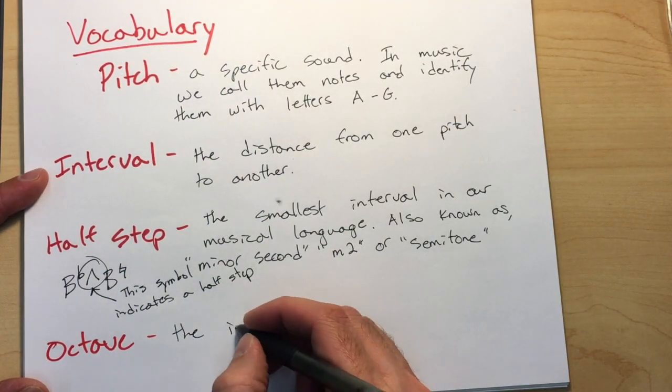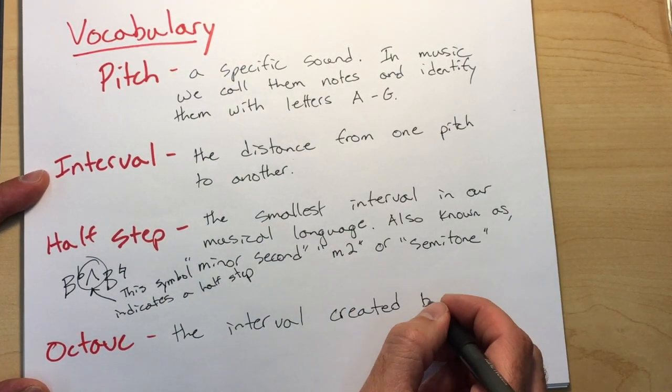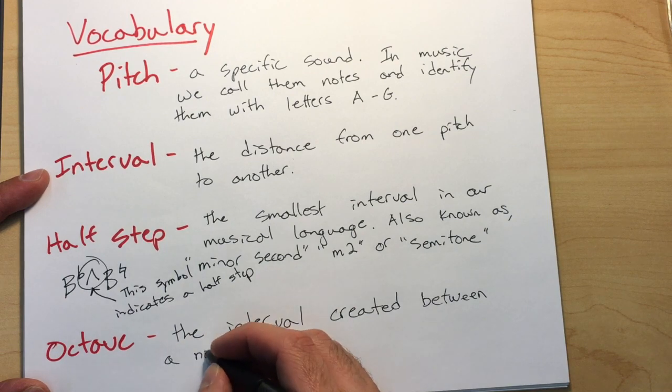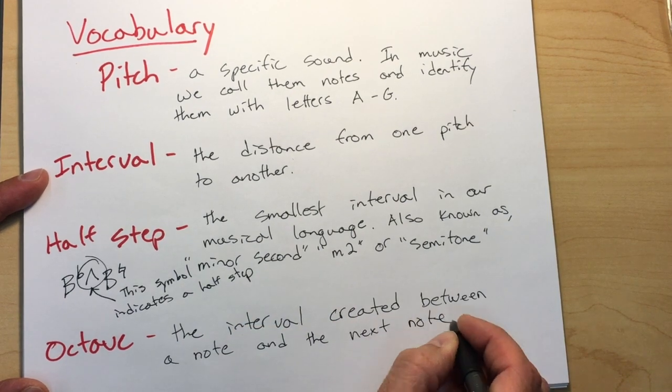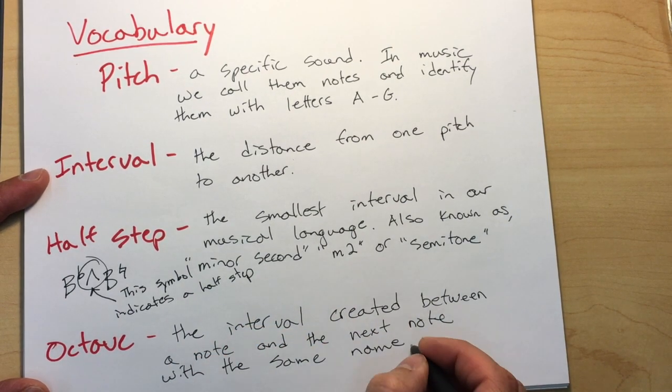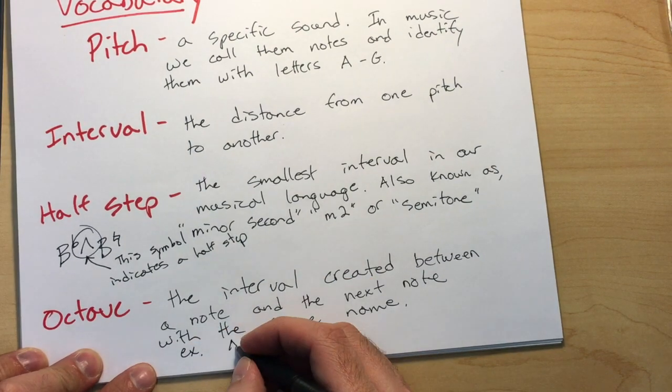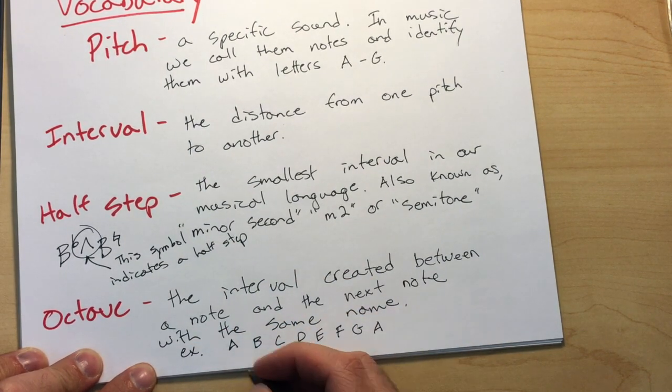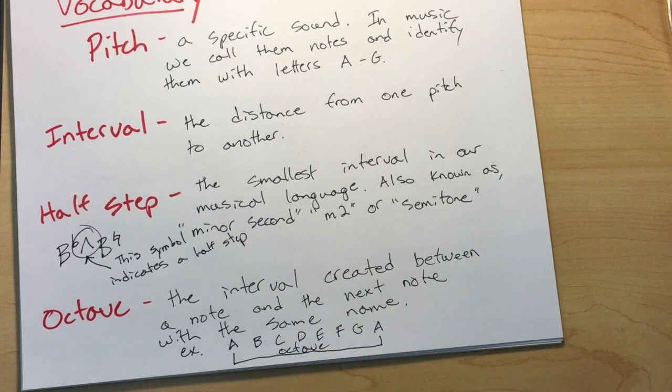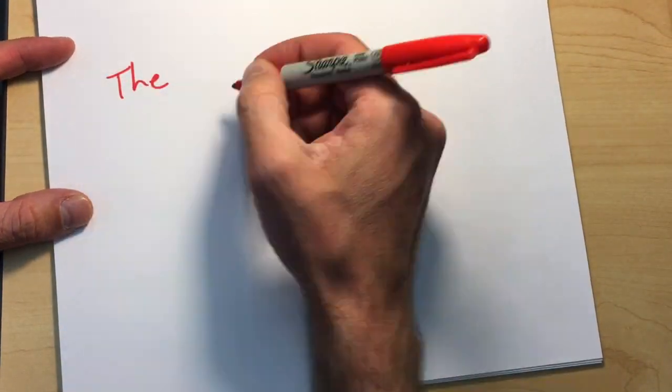That little caret there that I circled, when you see that on a scale, it indicates that there is a half step there. And lastly, an octave: the interval created between a note and the next note with the same name.